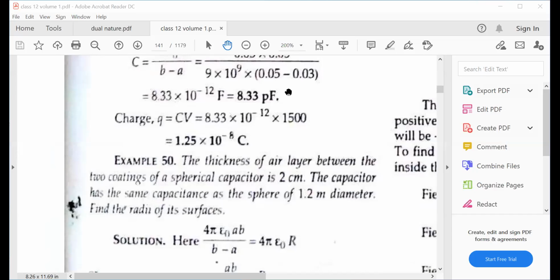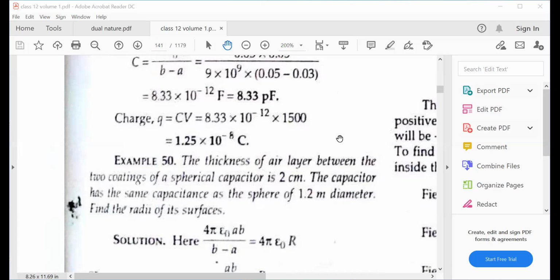Okay, I'll read the question. I'll give the relation also, so you can solve it. The question is: the thickness of an air layer between two coatings of a spherical capacitor is 2 centimeters. The capacitor has the same capacitance as a sphere of 1.2 meters diameter. Find the radius of its surfaces.